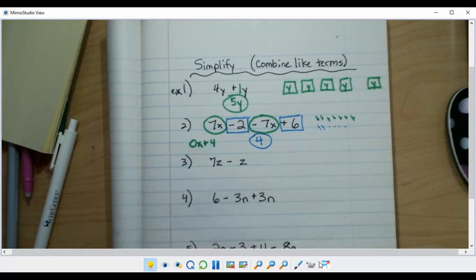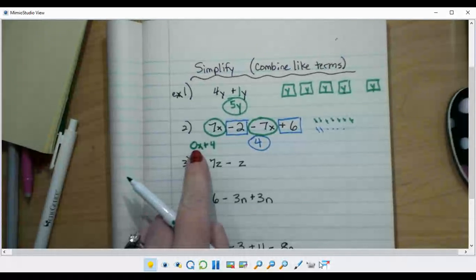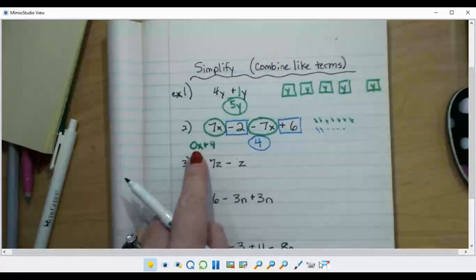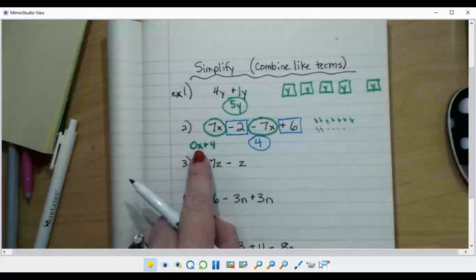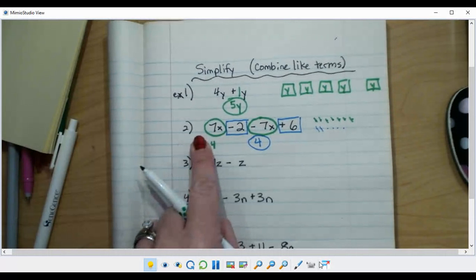Now, if you really wanted to write 0x plus 4, you could. But again, mathematicians are lazy. Why am I going to write something that's not there? That's like me saying, oh, I have $10 plus 0 plus 0 plus 0. No, nobody does that. They just say I have $10. Okay? So we want to make this as simple as we can. If there's nothing there, don't worry about it.